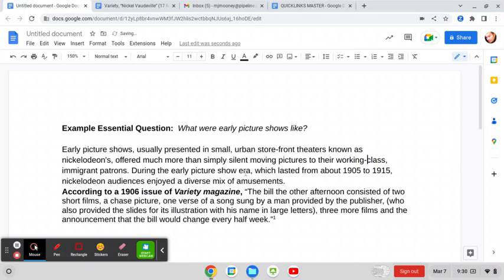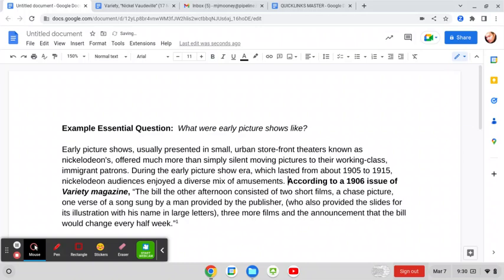During the early picture show era, which lasted from about 1905 to 1915, Nickelodeon audiences enjoyed a diverse mix of amusements. Really? Is that so? How do you know that? Well, here's the evidence from the sources. According to a 1906 issue of Variety magazine, and there's the quote, right? So the quote that you've chosen to use backs up, it supports the assertion that you are making.